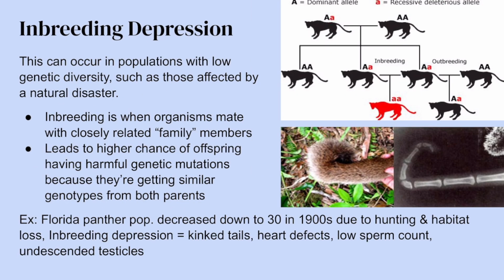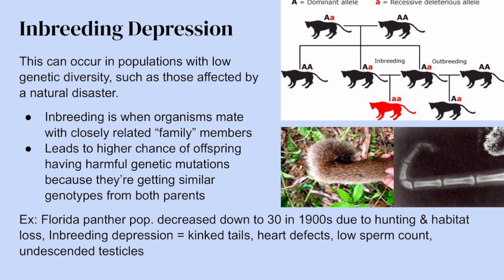One consequence of low genetic diversity is called inbreeding depression. This occurs in populations with low genetic diversity. For example, some populations were affected by a natural disaster, and basically that population size has become so small that they are forced to inbreed, which means organisms are mating with closely related family members. The population just isn't big enough to seek mates outside of that core family.